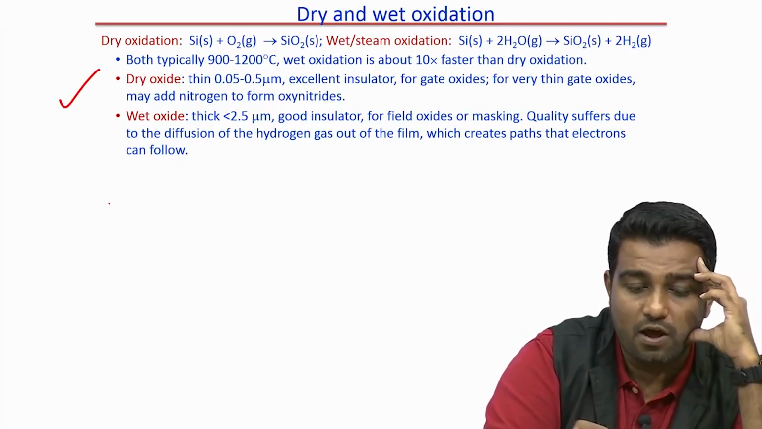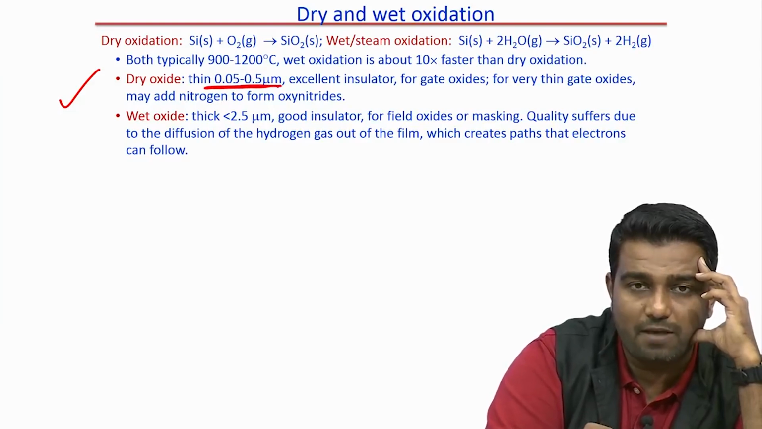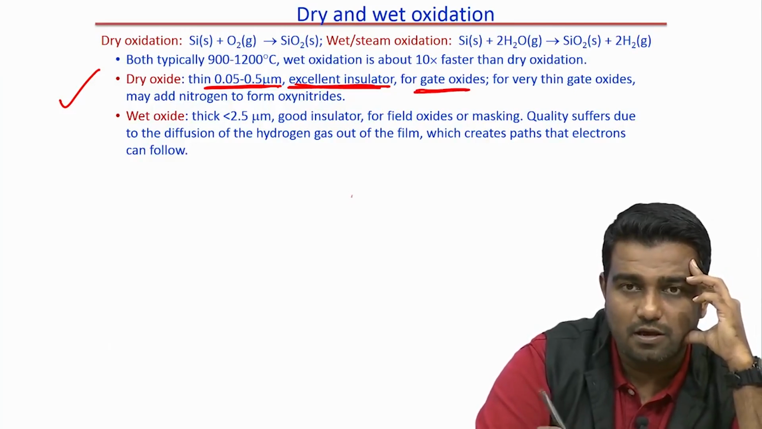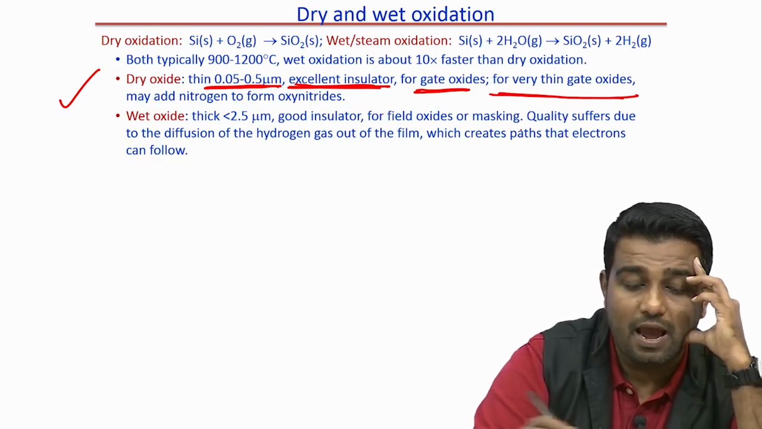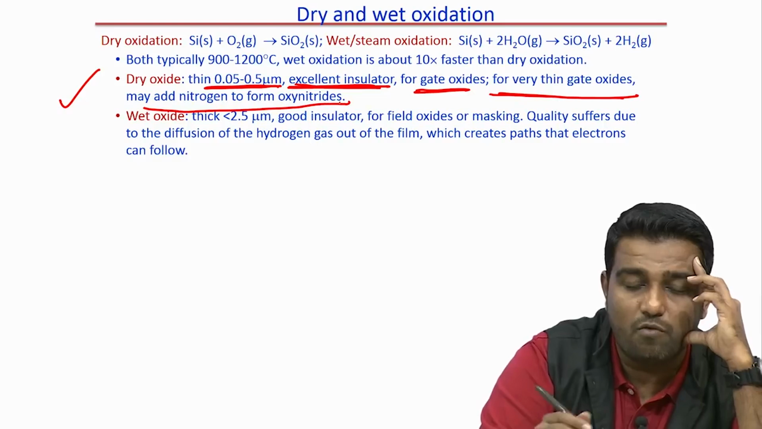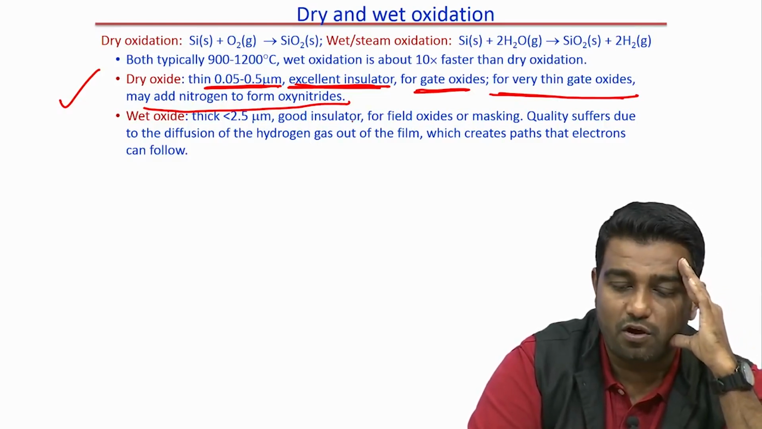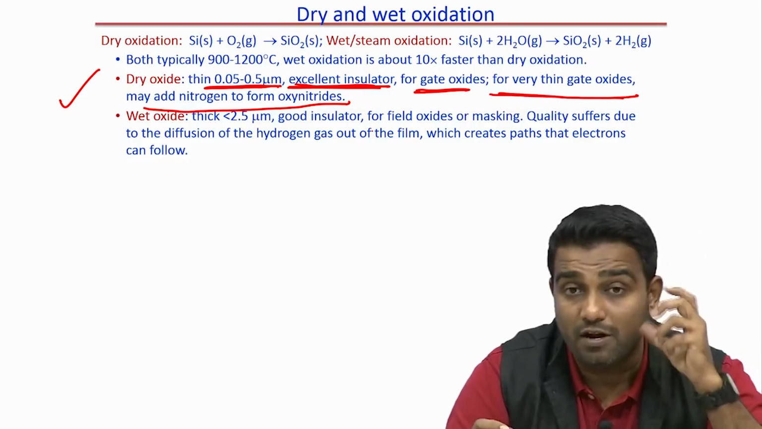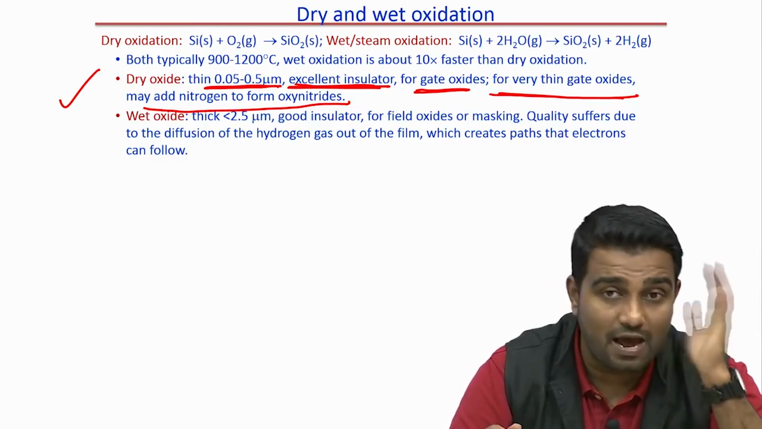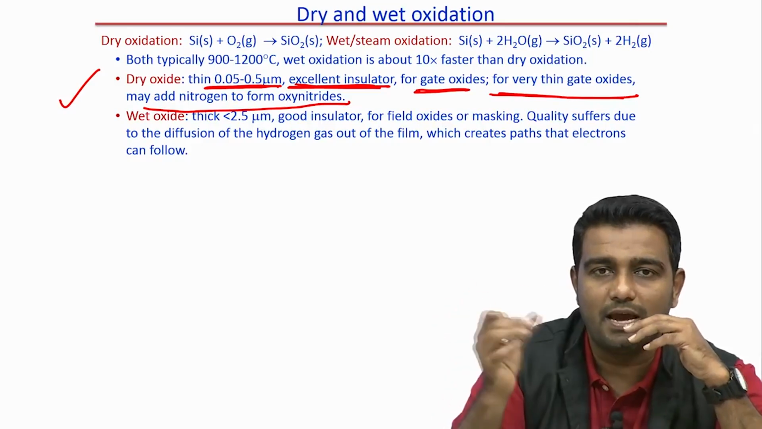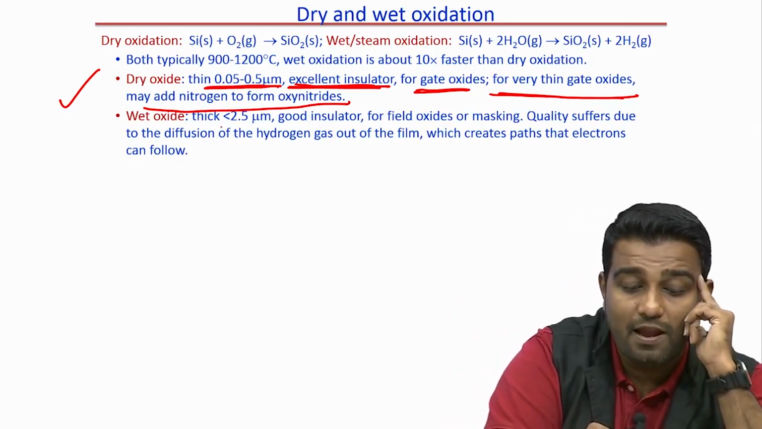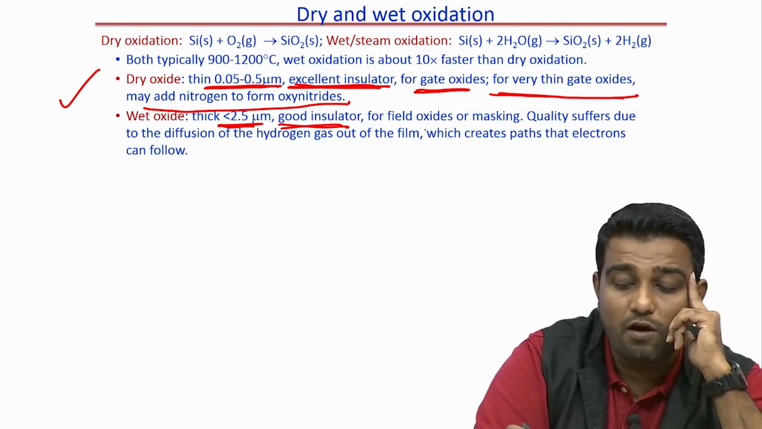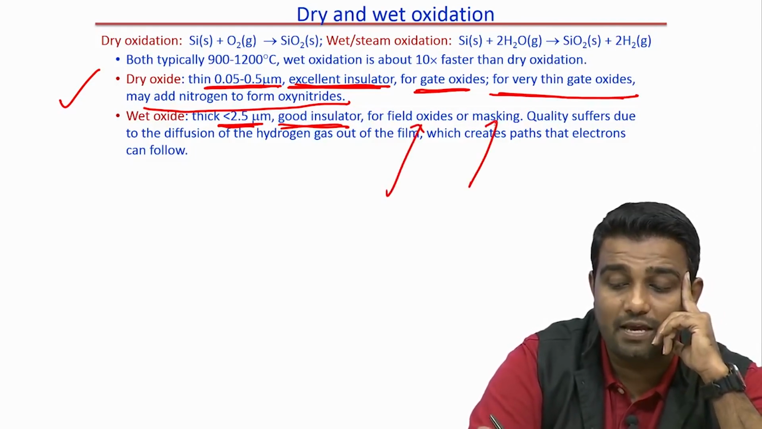First, understand dry oxide, about 0.05 to 0.5 micron thin, is an excellent insulator for gate oxides. For very thin gate oxides we may have to add nitrogen to form oxynitrides. Now, we do not have to worry about the complexity of this. What we understand is that if it is dry oxidation we can use it for the gate oxides, and if it is wet oxidation then the thickness will be less than 2.5 micron but greater than 0.5 micron. Then it is a good insulator for field oxides, and for masking.